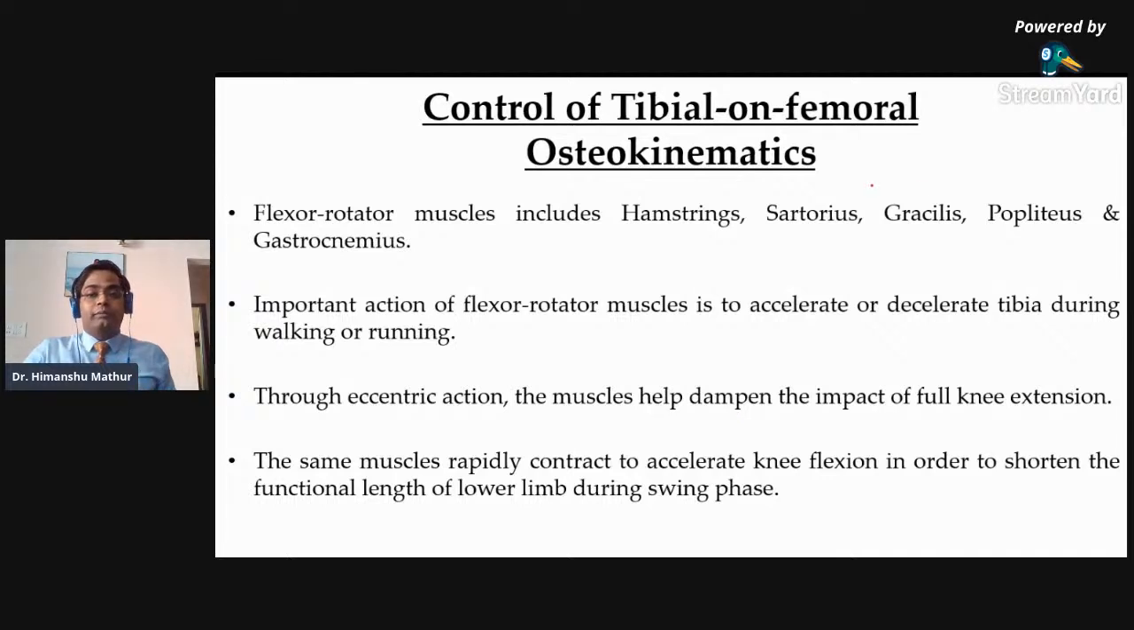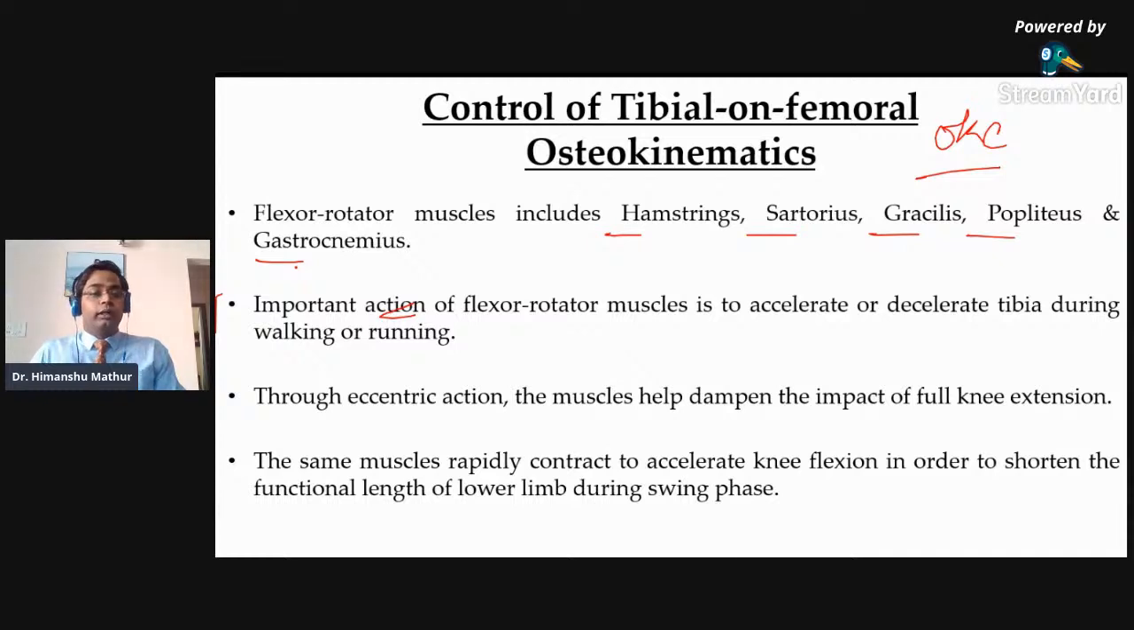Open kinematic chain, we are talking about. This flexor rotator group of muscles includes the hamstrings, as you can see here: hamstring, sartorius, gracilis, popliteus, and gastrocnemius. Gastrocnemius has its origin on the posterior aspect of the distal end of the femur, the femoral condyle, so it is also a secondary knee flexor.